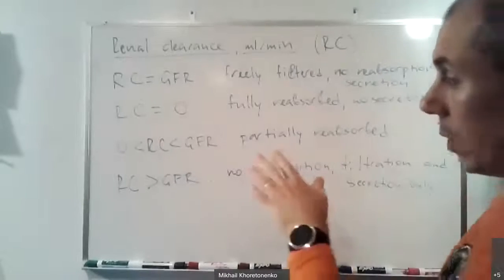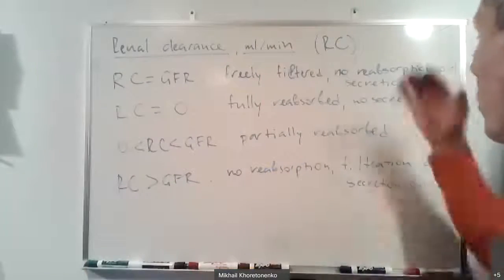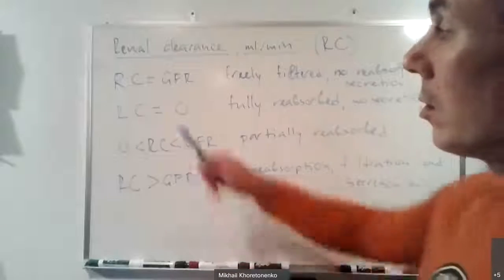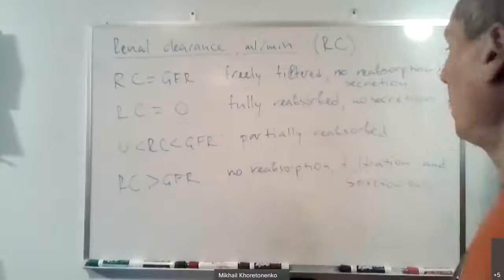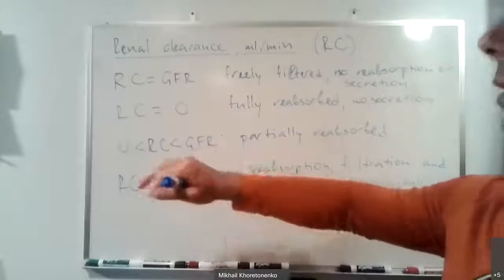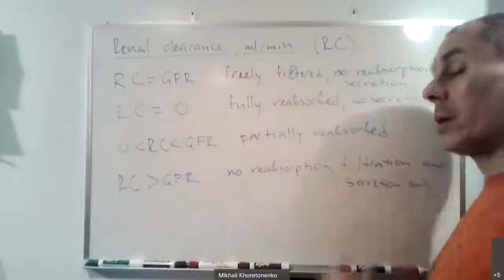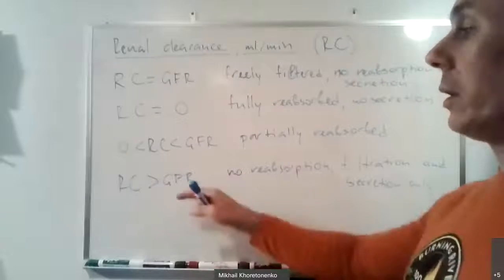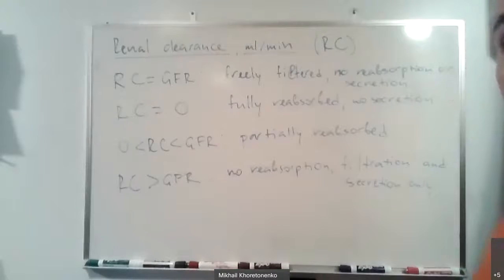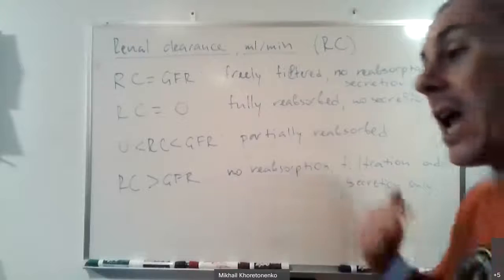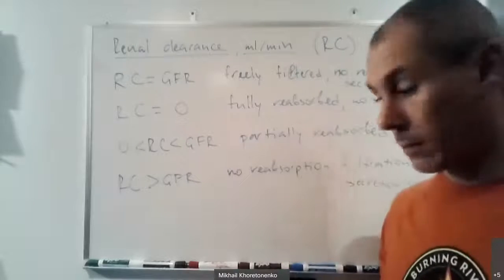So let me go over it one more time. Renal clearance equivalent to GFR: the chemical is filtered, there's no reabsorption, no secretion. Renal clearance equals 0: the chemical is fully reabsorbed, there's no secretion. If renal clearance is less than GFR, obviously above 0, the chemical is partially reabsorbed. And if the renal clearance is more than GFR, then it means the chemical is not reabsorbed, it is filtered and secreted. Does that make sense? We're good?